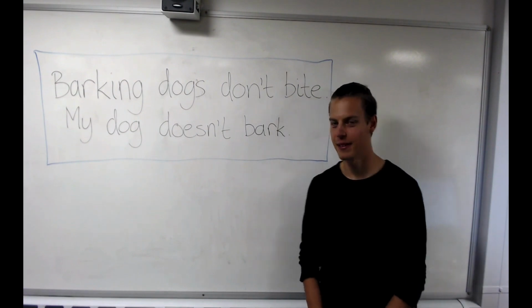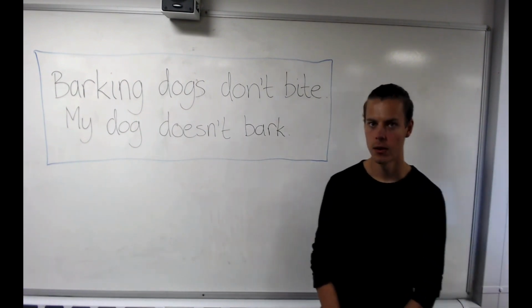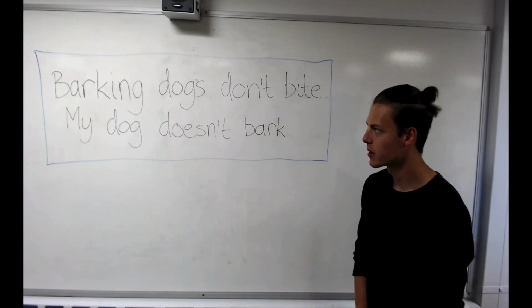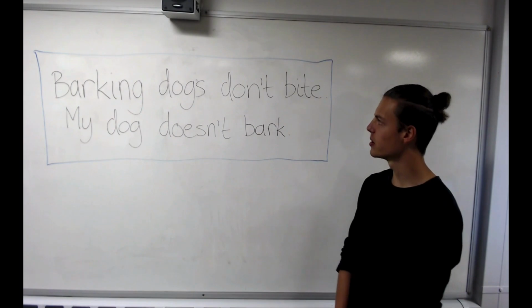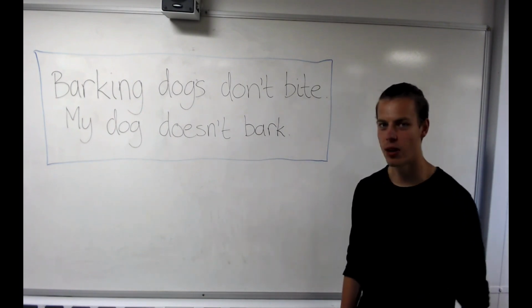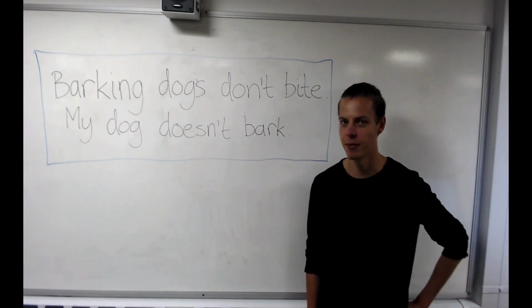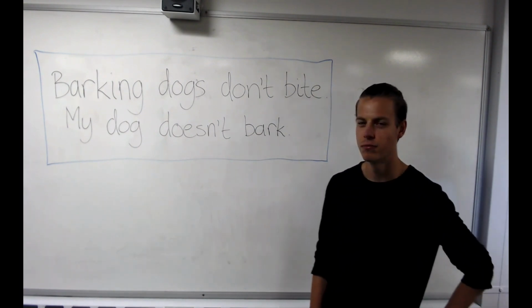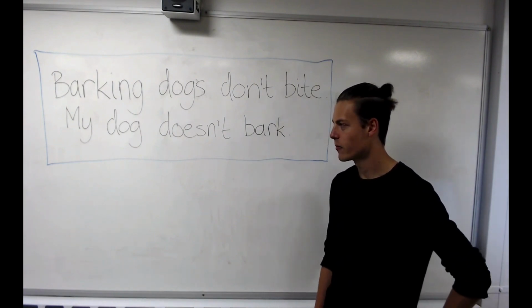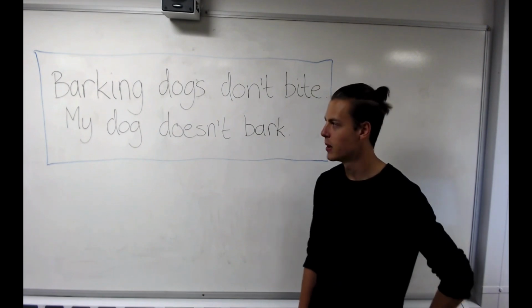Imagine a thief inspecting a house he wants to steal from. He's looking around and he spots this sign on the gate. Barking dogs don't bite. My dog doesn't bark. Initially, he might be quite alarmed by this and start considering other places. But hang on. After a moment's thought, he considers again.